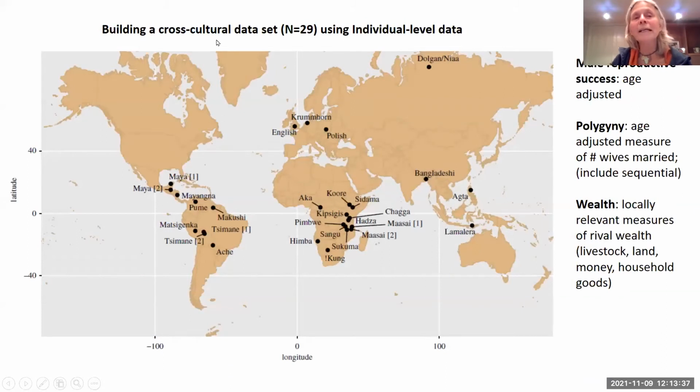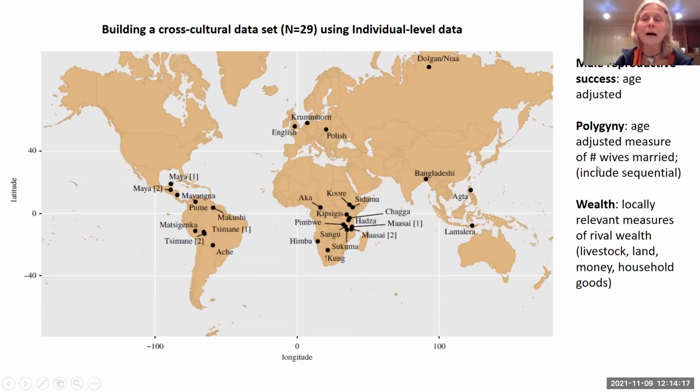So we built a cross-cultural data set to test these ideas, to see whether they had some empirical reference. And we worked with ethnographers from 29 different populations, many of whom had been conducting their studies for a long time and had good measures on these three key variables. First of all, male reproductive success, which of course we use in an age-adjusted way. They also had measures of polygyny, so the number of wives who were married, also an age-adjusted measure.